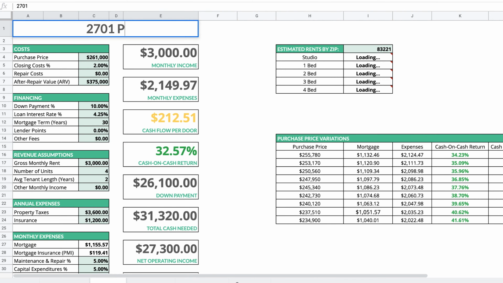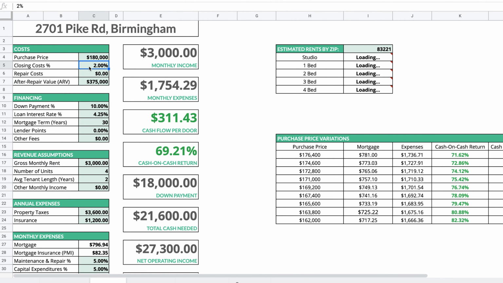Okay, so let's go to the second method, let's check out the deep dive analysis and see how things work out. So this is 2701 Pike Road, Birmingham. Purchase price is $180,000. Closing costs would be 2%.